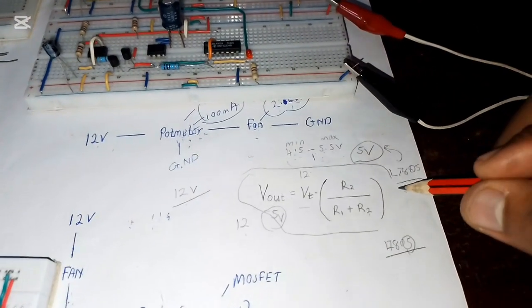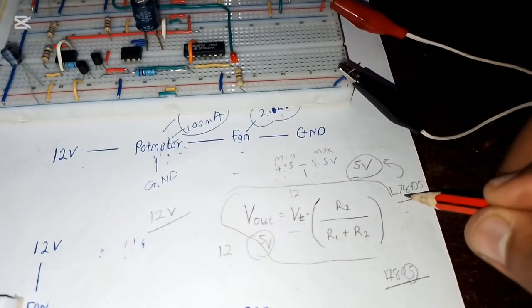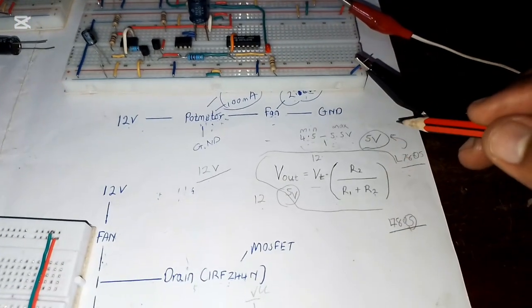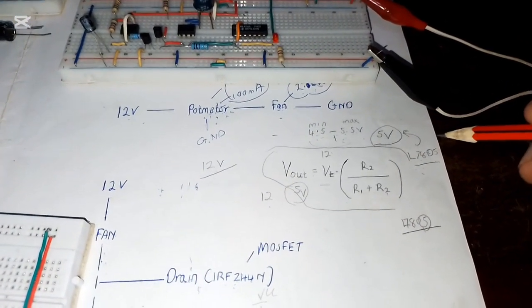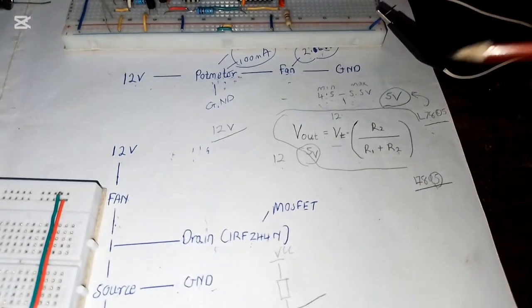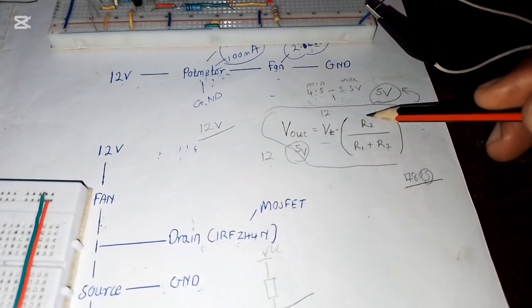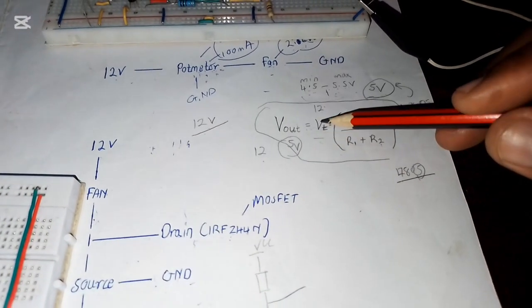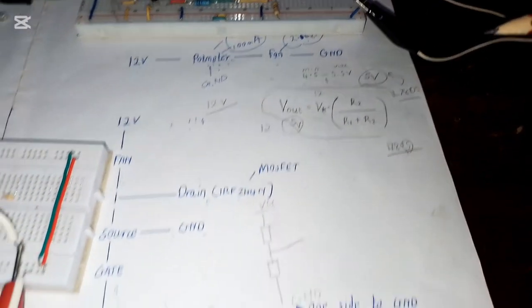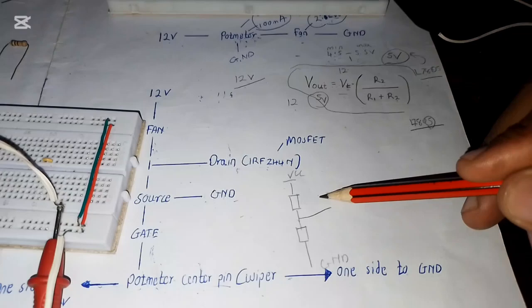So I can just use a voltage regulator like the LM7805 to give me a constant 5 volt. But since I don't have it right now, I thought of using a voltage divider. I know you all know about voltage dividers. This is the formula of a voltage divider: output voltage equals total voltage times R2 over R1 plus R2. And the voltage divider looks like this.